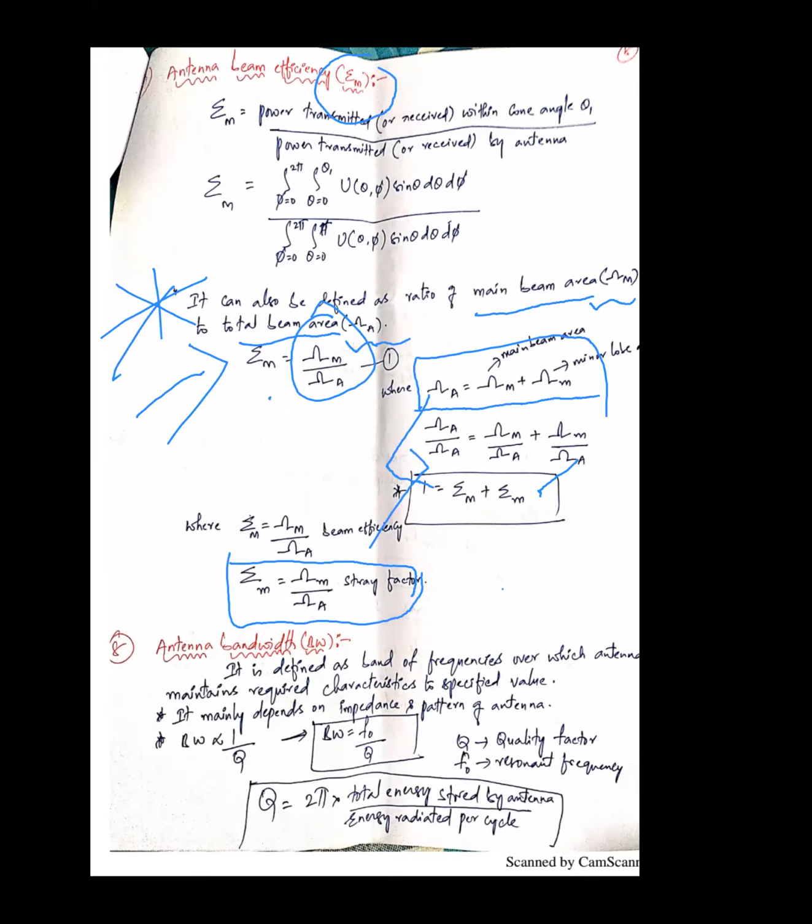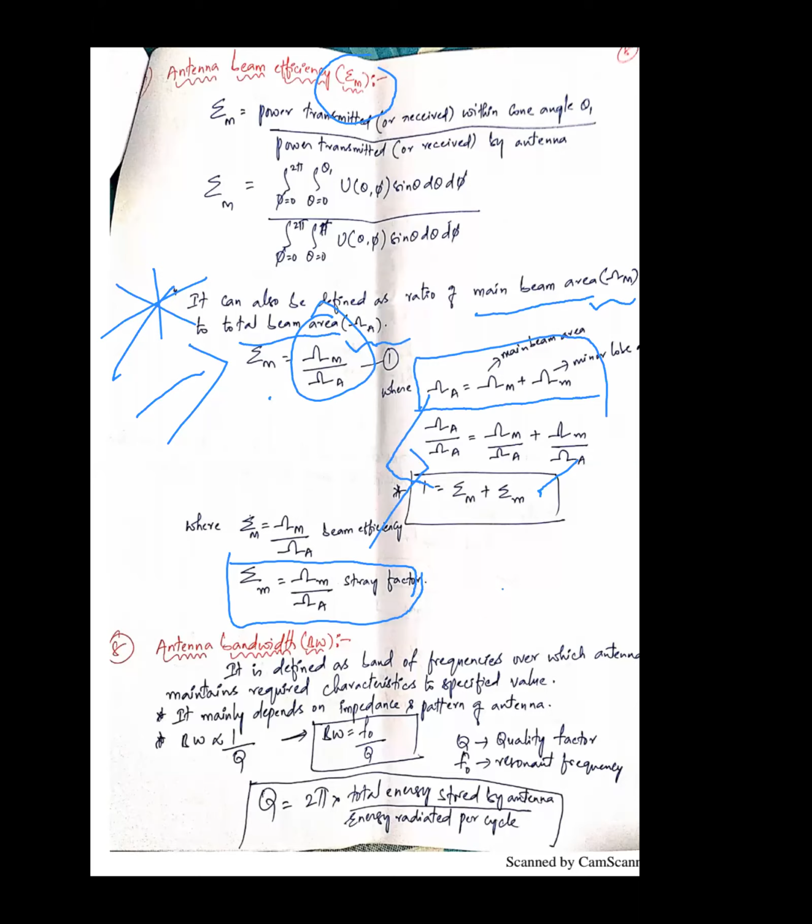Once again, I repeat, first you need to write the definition of beam efficiency, which is nothing but ratio of main beam area to total beam area. Main beam area is represented by omega suffix capital M. Total beam area is represented by omega suffix capital A. That we are writing as a formula. Epsilon suffix capital M is equal to omega M by omega A. Now we are writing formula for total beam area. Omega A is equal to omega suffix capital M plus omega suffix small m, where omega suffix capital M is main beam area, omega suffix small m is minor lobe area.